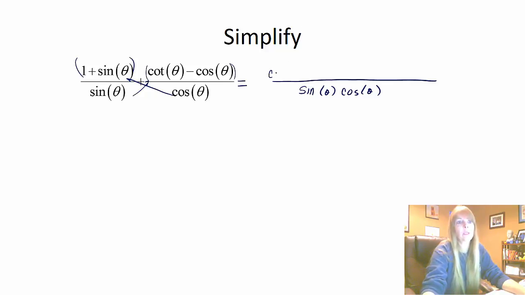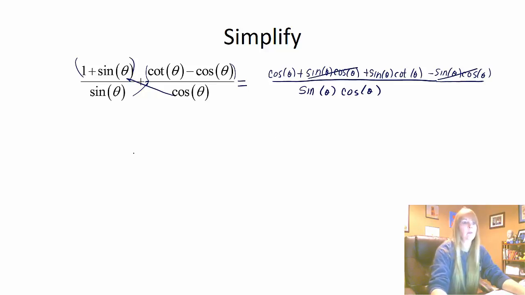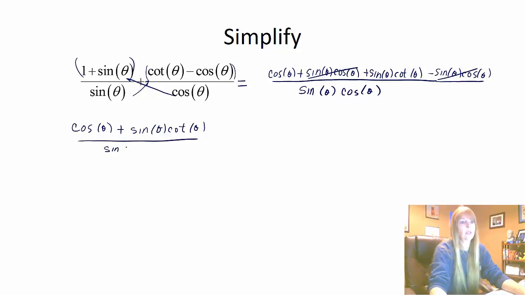denominator. So cosine times 1, cosine. Cosine times sine, well, that's just sine theta cosine theta, plus sine cotangent theta. Now I'm on the other side. And then minus sine cosine theta. So nicely you can see those cancel. So I'm left with cosine theta plus sine theta cotangent theta all over sine theta cosine theta.